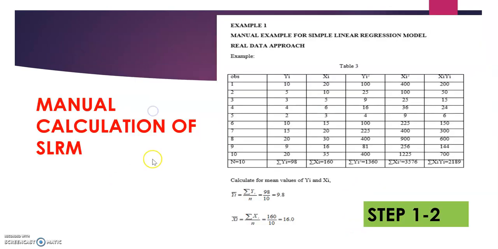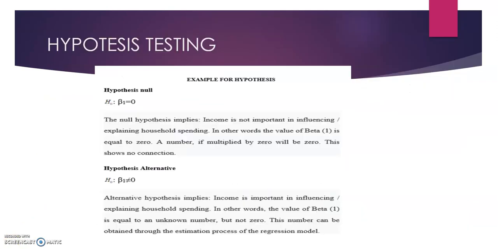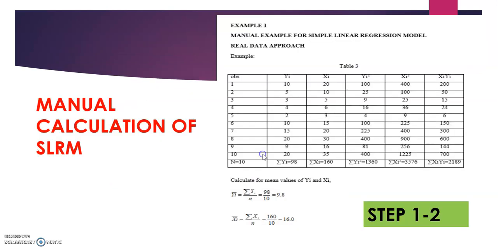After we perform the equation, we next have to perform the hypothesis testing. Now we have to test whether beta 1 equal to 0 or beta 1 not equal to 0. If beta 1 equal to 0, income is not important in influencing or explaining household spending. But if beta 1 not equal to 0, which is beta 1 is some number, beta 1 is the slope coefficient, so income is important in influencing or explaining household spending.